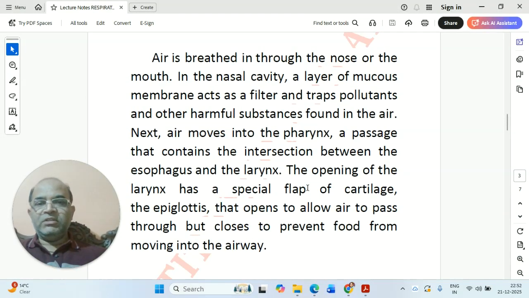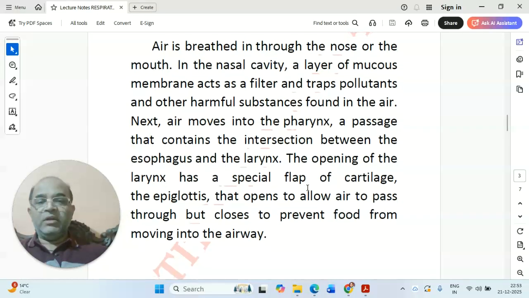So air is breathed in through the nose or the mouth. In the nasal cavity, a layer of mucous membrane acts as a filter and traps pollutants and other harmful substances found in the air.